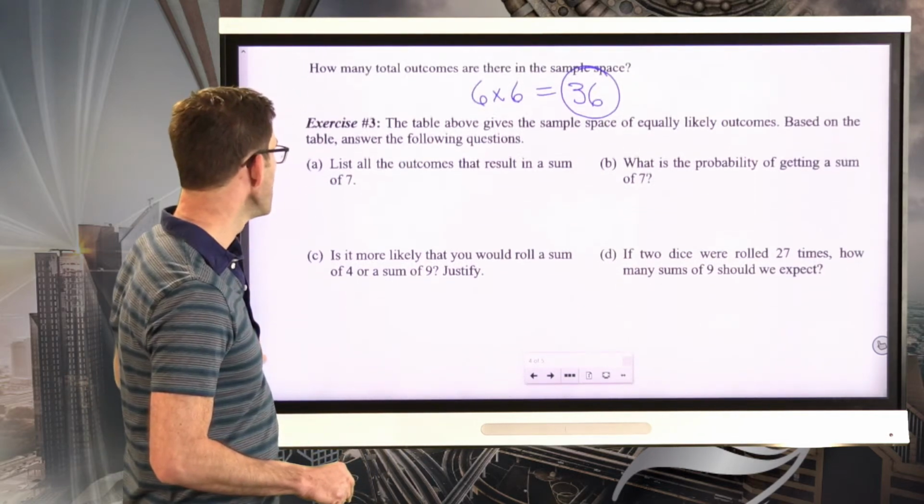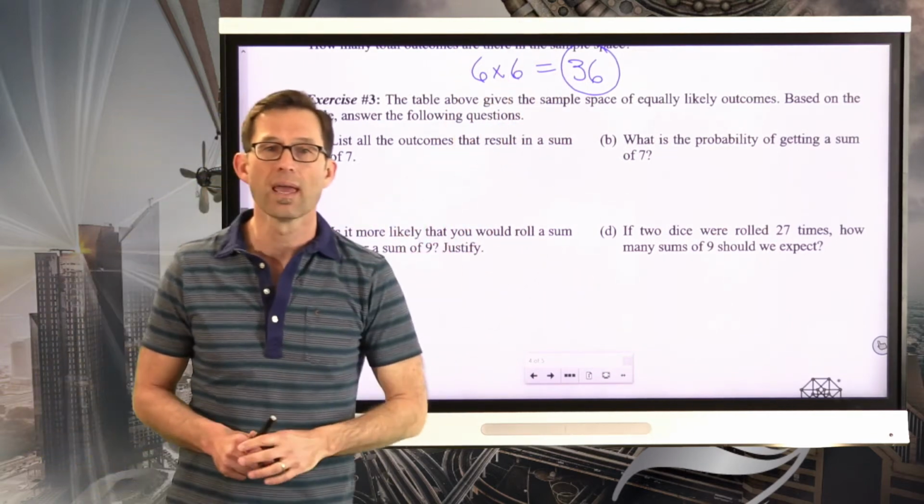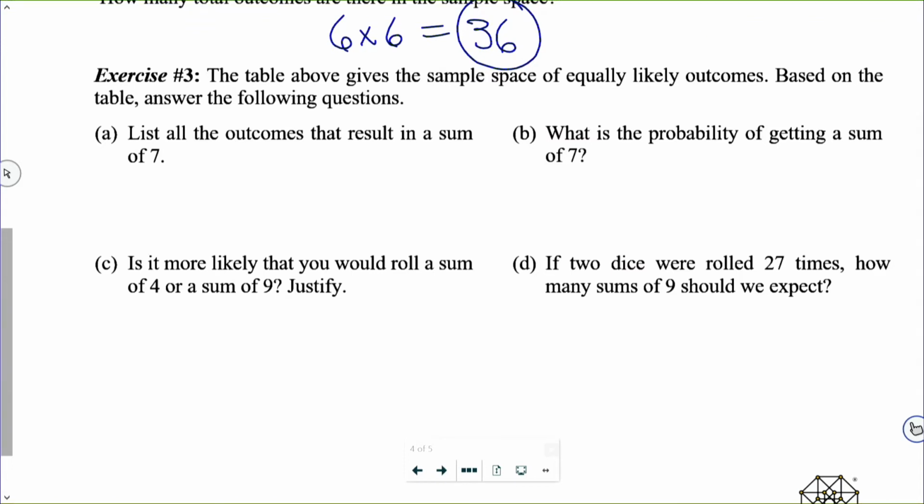So now, let's go to exercise number 3. Now I'm going to have to probably move up and down to take a look at this table, but that's okay. We'll deal with it. We won't get too seasick. Exercise number 3. The table above gives the sample space of equally likely outcomes. Based on the table, answer the following question. Letter A. List all the outcomes that result in a sum of 7.